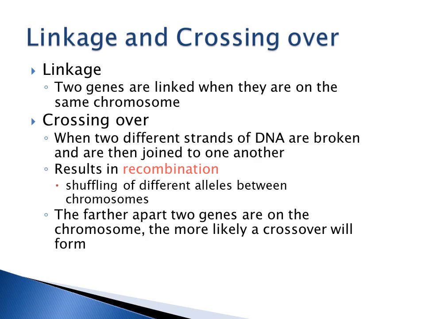Linkage occurs when 2 genes are on the same chromosome and they can be linked together. Crossing over results in recombination, which we discussed previously. So this is when 2 different strands of DNA are broken and then joined to one another. So what you get is the shuffling of various alleles between the chromosomes. The farther apart 2 genes are on a chromosome, the more likely a crossover is going to occur.